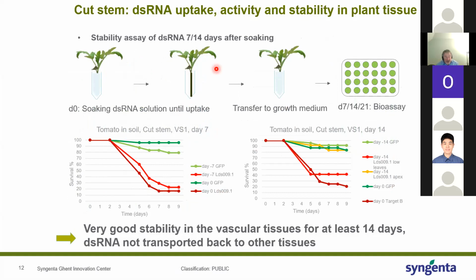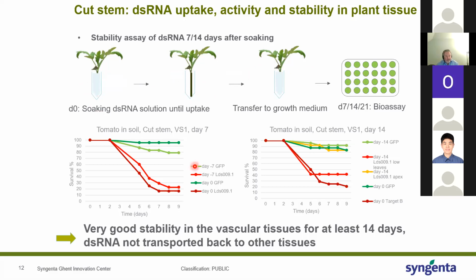So the next question was, what is happening with this double-stranded RNA? How long does it stay active in the plant after this way of application? And what we did here is we soaked this kind of cut plant parts in double-stranded RNA, and after 20 hours, they were transferred to a solution without double-stranded RNA, and they were kept for longer time. And then we scored biological activity in different leaf parts of the plant.